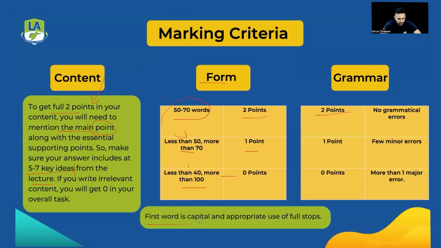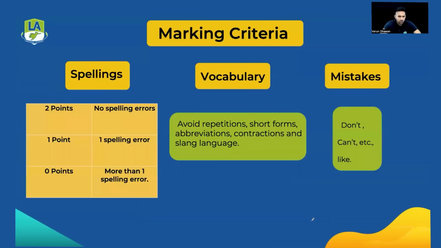Make sure you always capitalize the first word of the sentence and use a full stop at the end. Throughout English, throughout your language, after every full stop, you have to give a space. There are 2 points for spelling. If there are no spelling errors, 2 points. One spelling error, 1 out of 2, and more than one spelling error, 0 out of 2.